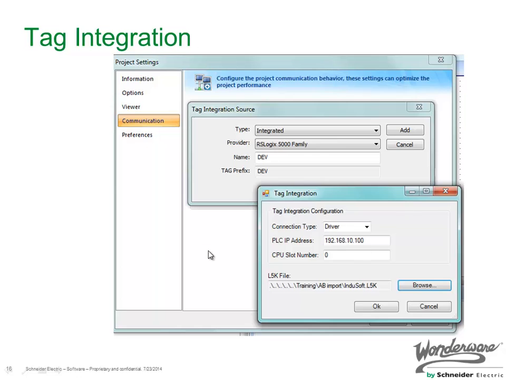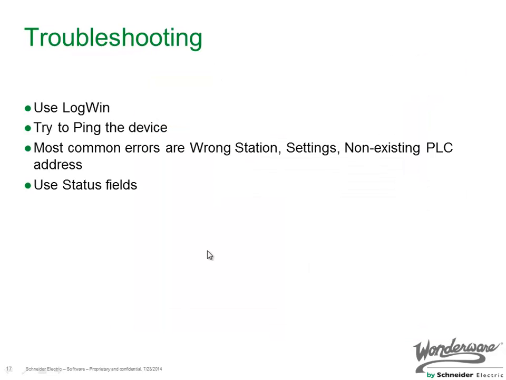So let's now move along. Let's talk about troubleshooting. I talked about using logwin. It's very common that when you are connecting up to an Ethernet network to try to ping the device. One of the common things is you don't have a switch plugged in, or you don't have even a network connection to get to the PLC. So very easy to just try to ping the device.